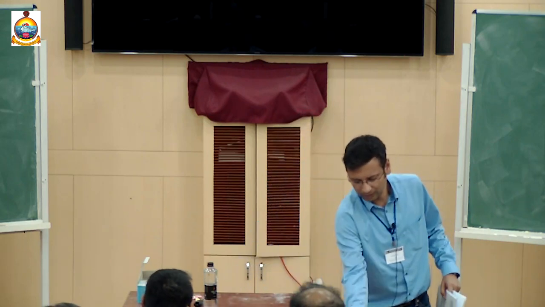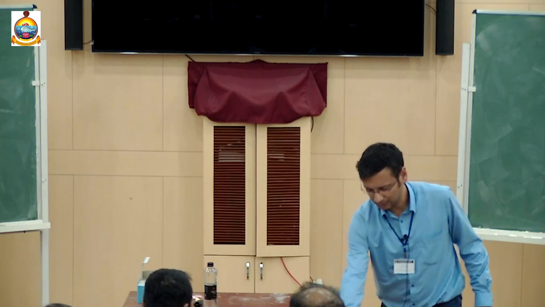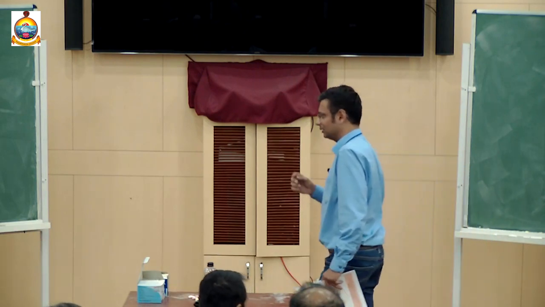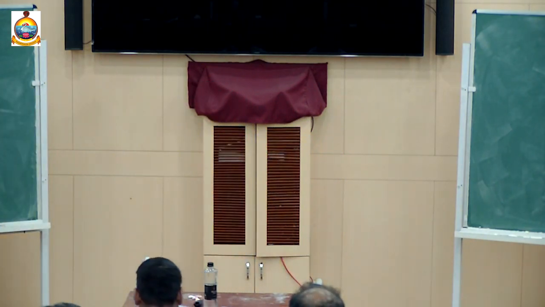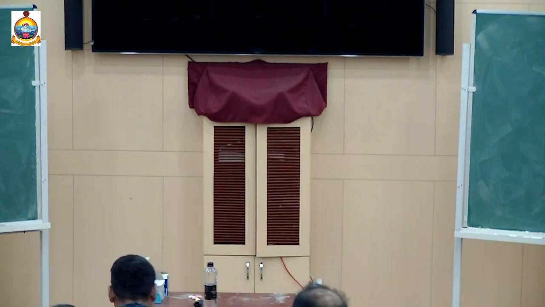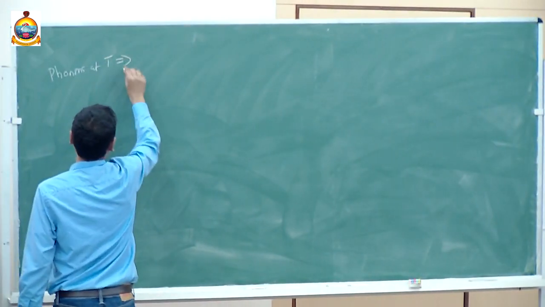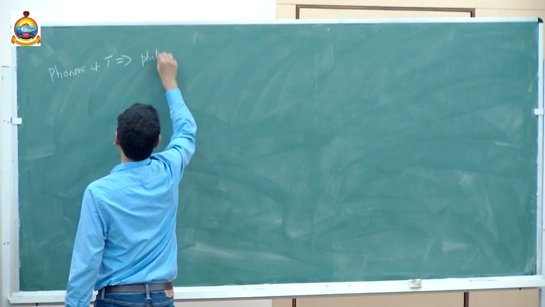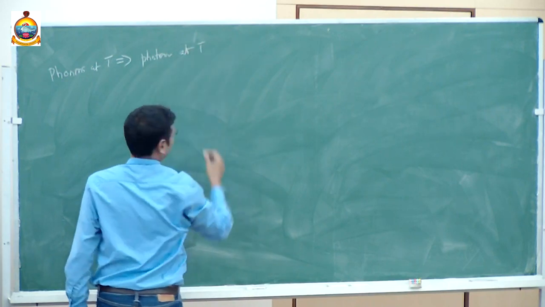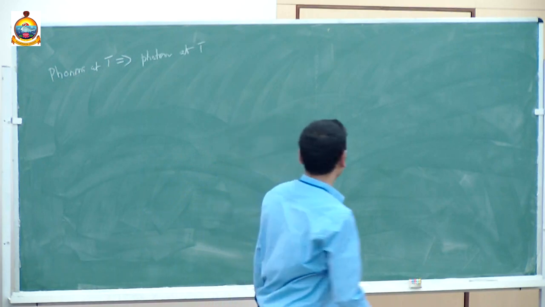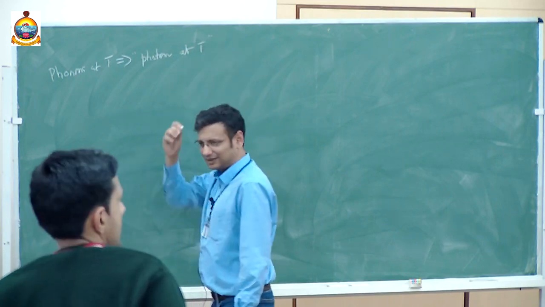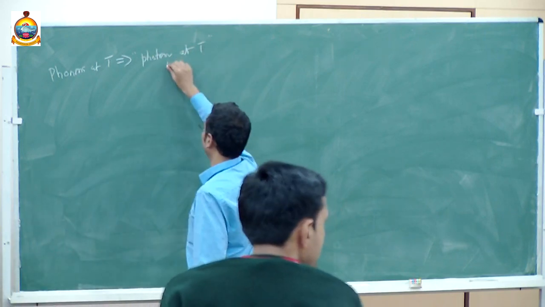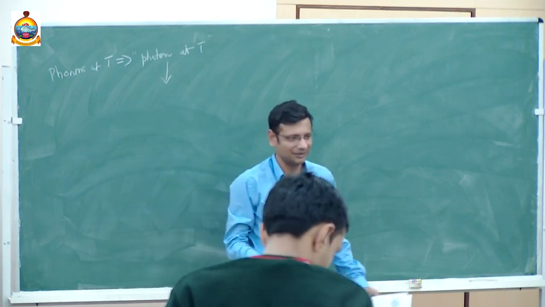So we'll move on, and the first thing that I would like to do is a very simple generalization from the phonon calculation that we already did. From phonons at thermal equilibrium at a temperature T, we'll very quickly generalize to photons at thermal equilibrium at a temperature T. Okay, so we'll just very quickly see that. And so if we have photons which are at thermal equilibrium at a temperature T, do you know there's a standard term for that? Do you know what that is?